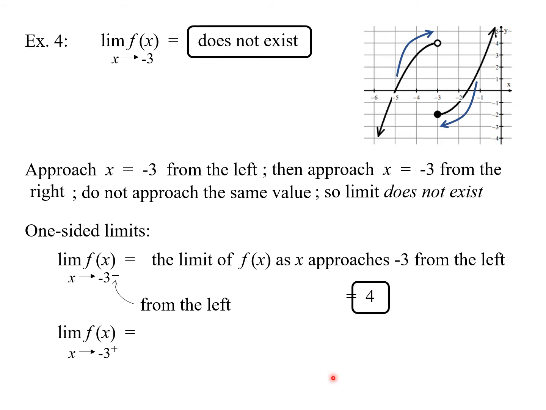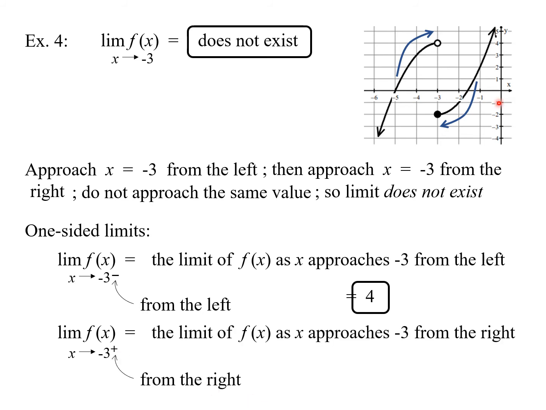All right, now let's talk about this. This is the limit as x approaches -3 from the positive side, or from the right. As we approach from the right, the limit is -2. So even though the limit does not exist, the one-sided limit does.